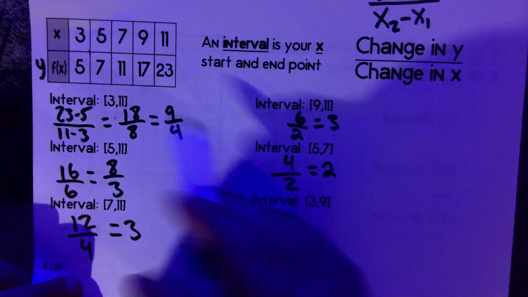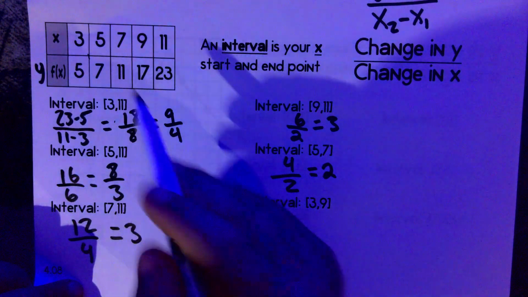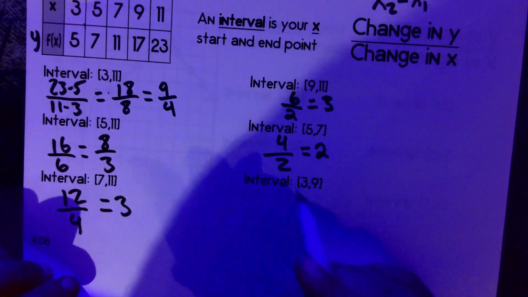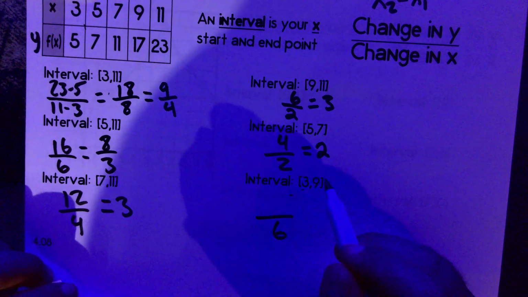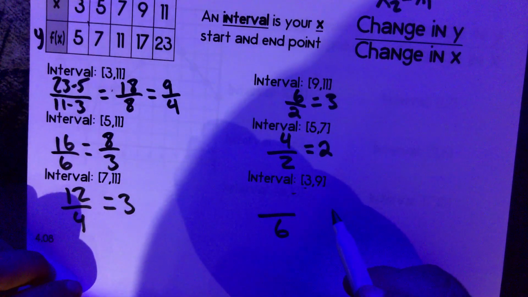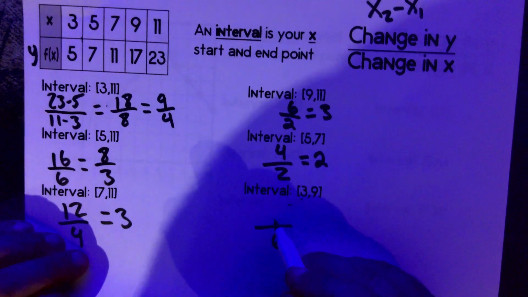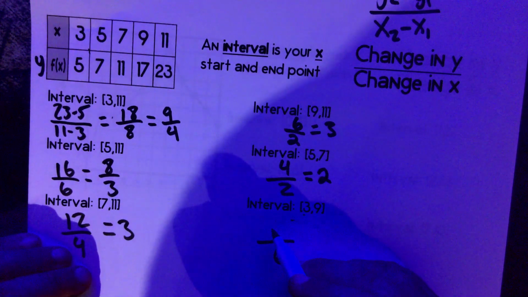And 3 to 9 is right here. And that takes us from 5 to 17. So, if you want to make this nice and fast, you can just do your x value first. From 3 to 9, it went up 6. And moving up along the x will always be a positive value, so you never have to worry about a negative here. You might have to worry about a negative on the top, so if it goes down. But in this case, none of these go down.